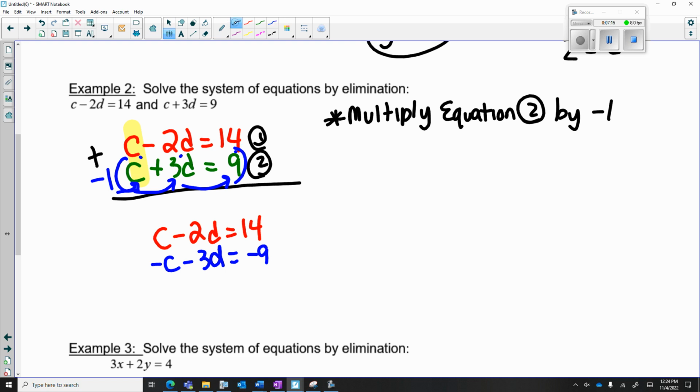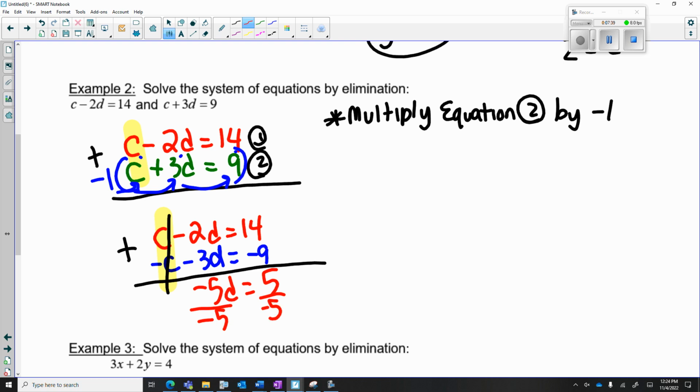So now I'm ready to add and go down the column. So I have c plus -c cancels because those are the additive inverses that we created. And now you're going to add down the next column. -2d plus -3d is -5d. And 14 plus -9 is +5. And lastly, we're going to divide by -5 to get d by itself. So we get d equals -1. So that's one of my coordinate pair.